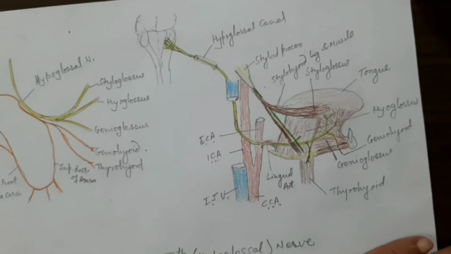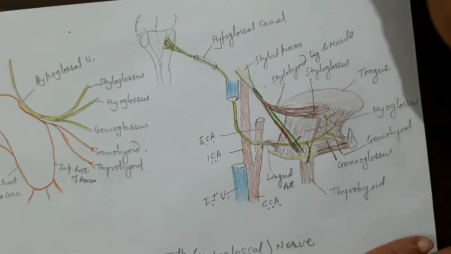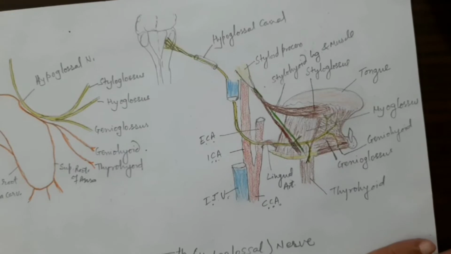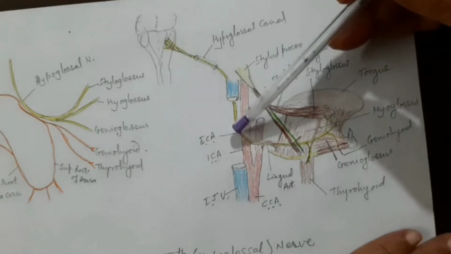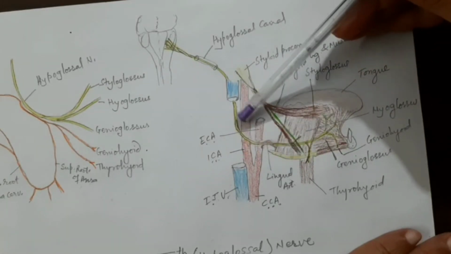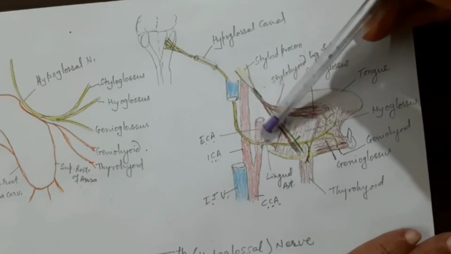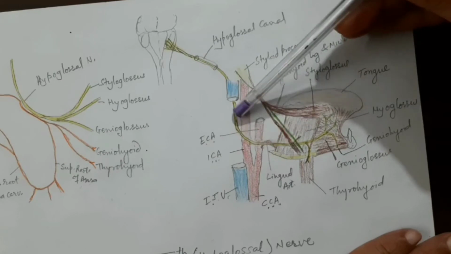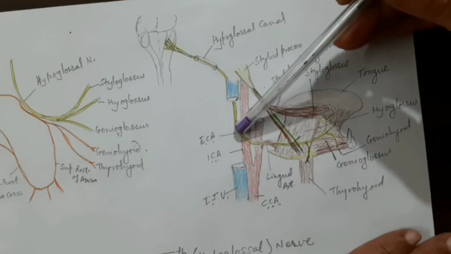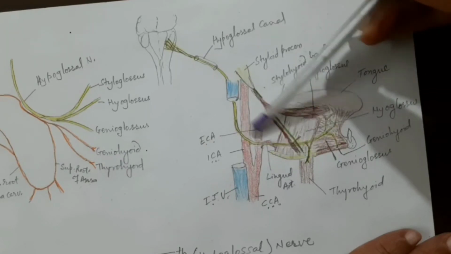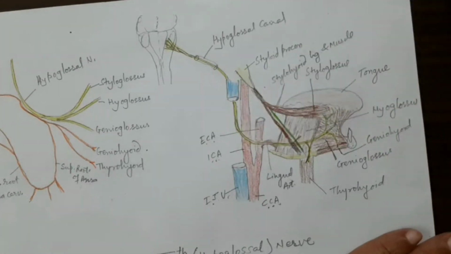Now at the lower border of the digastric muscle, which will be here, the nerve will curve forward and cross the internal and external carotid artery. Here will be the lower border of the digastric muscle, which will also be crossing these two branches, the internal and external carotid artery, which will be deep to the posterior belly of the digastric. Just at the lower border of the digastric, which is not drawn here, this nerve will curve. That means the hypoglossal 12th cranial nerve will curve here.